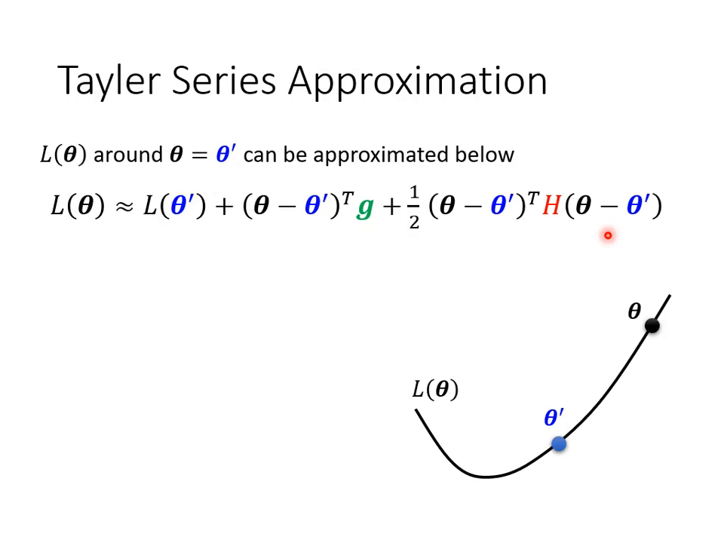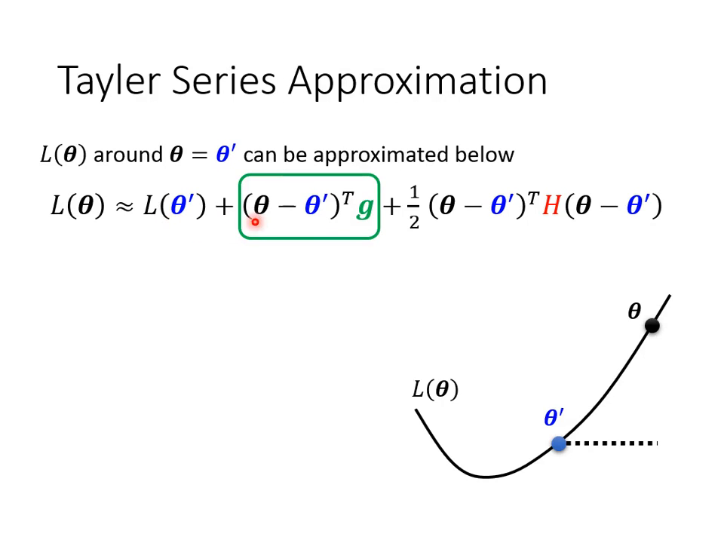You may ask, what is this? There are so many colors in this formula. What is this? This is the Taylor series approximation. I assume you have learned this already in calculus, so I won't go into the details of this formula. But maybe I can give you a brief picture of it. In this formula, the first term is L of theta prime. This term indicates that when theta is very close to theta prime, L of theta will approximate L of theta prime. What's the second term?